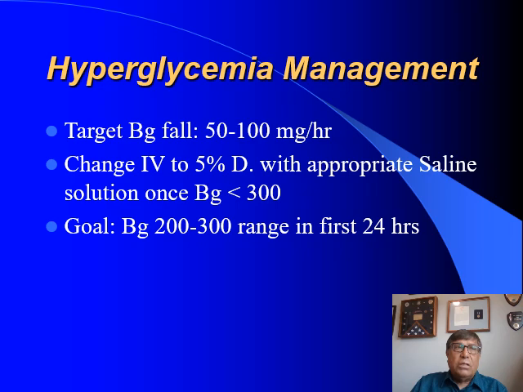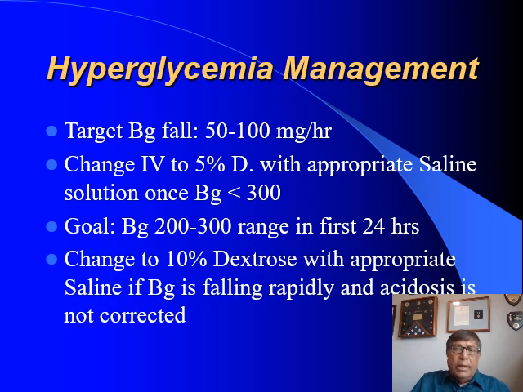In the first 24 hours, one should be happy if the blood sugar has been brought down to the 200 to 300 range, and that should be very adequate, or even a little bit more will be adequate, but not a hypoglycemic level. And sometimes we have seen that the blood sugar is dropping actually fast, even with the standard infusion. One can easily change to 10% dextrose or 11, 12%, whatever the situation calls for.